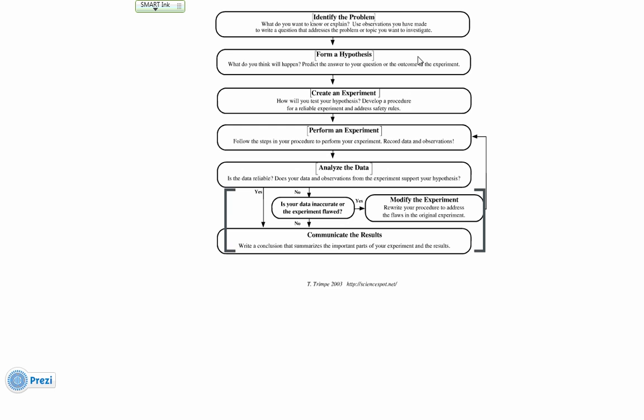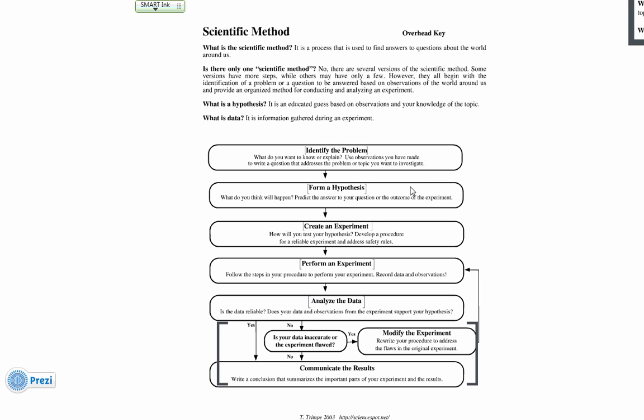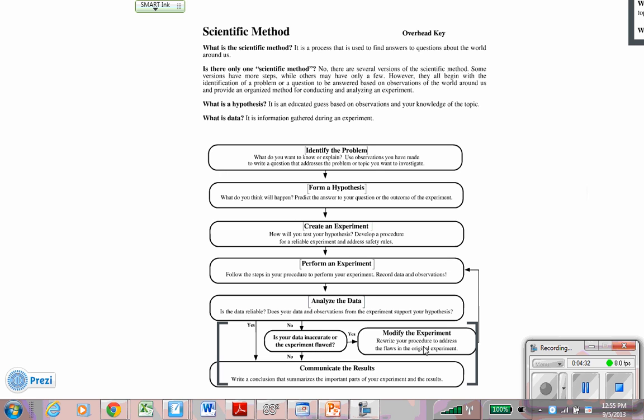Okay, we ask ourselves a question, we identify a problem, we decide the hypothesis of what we think is going to happen, we carefully design an experiment, and then we follow those rules to perform the experiment. Then we record our data and analyze it to see if it supports our hypothesis and to make sure the data is accurate. Very good.